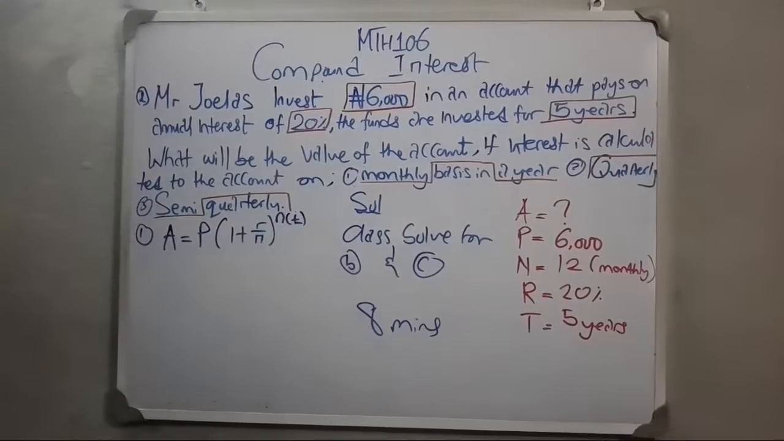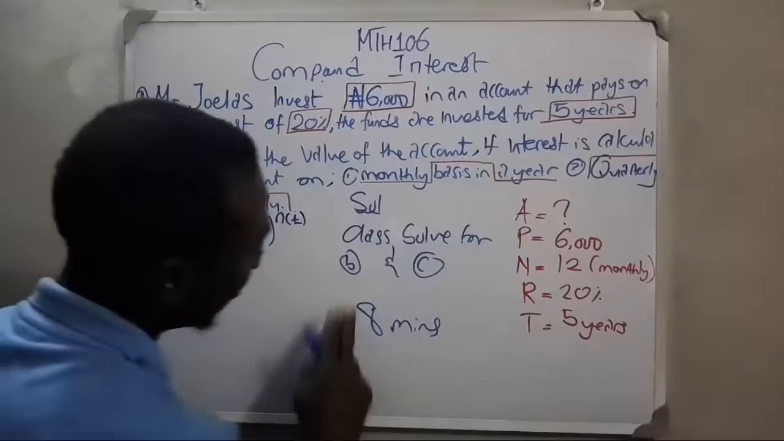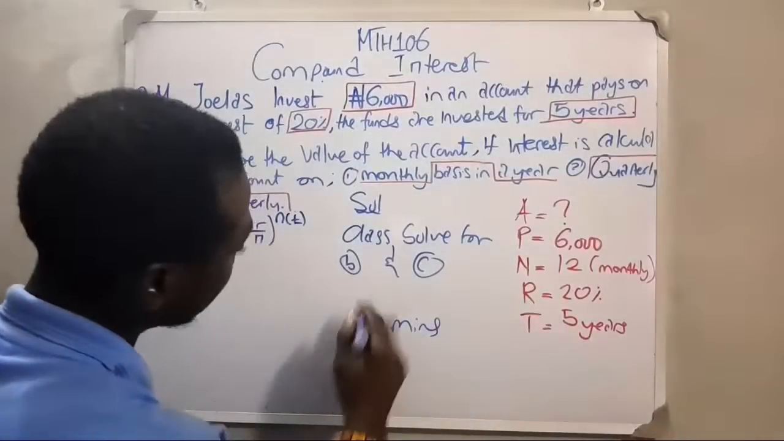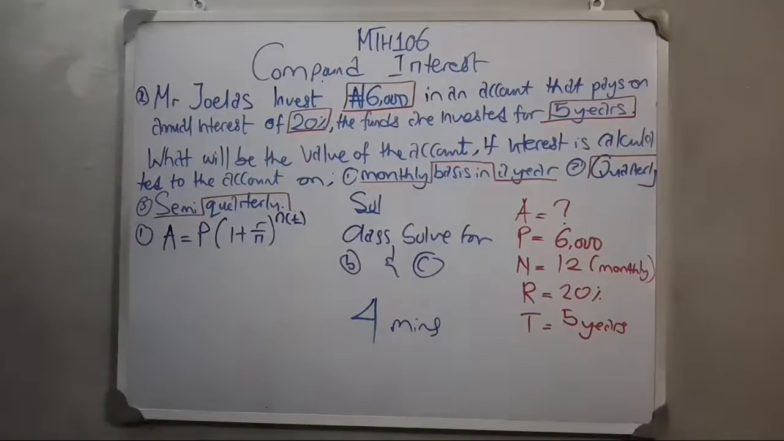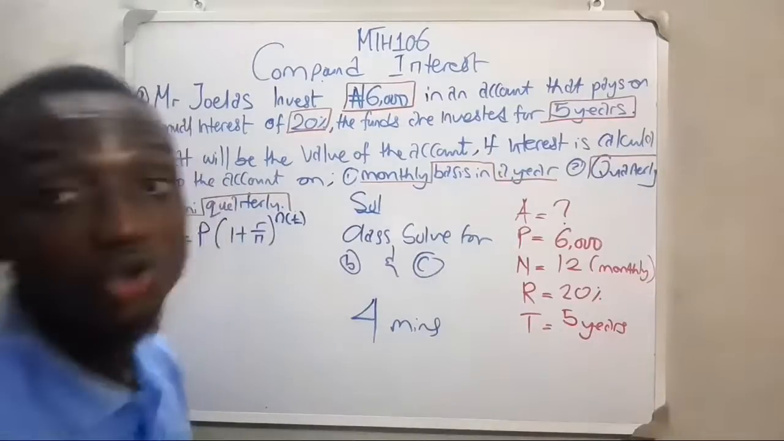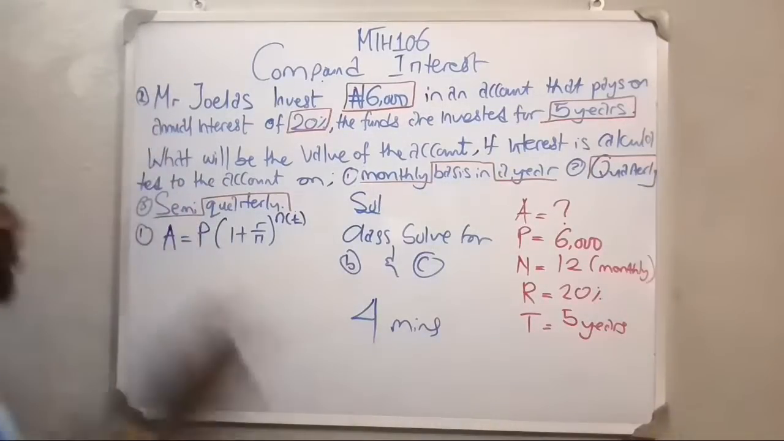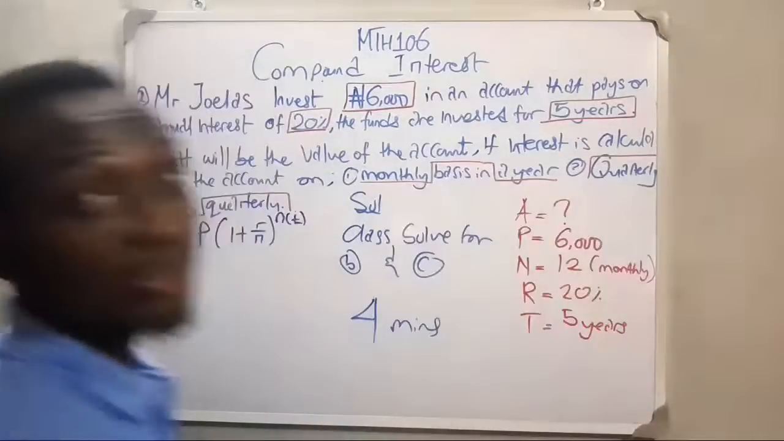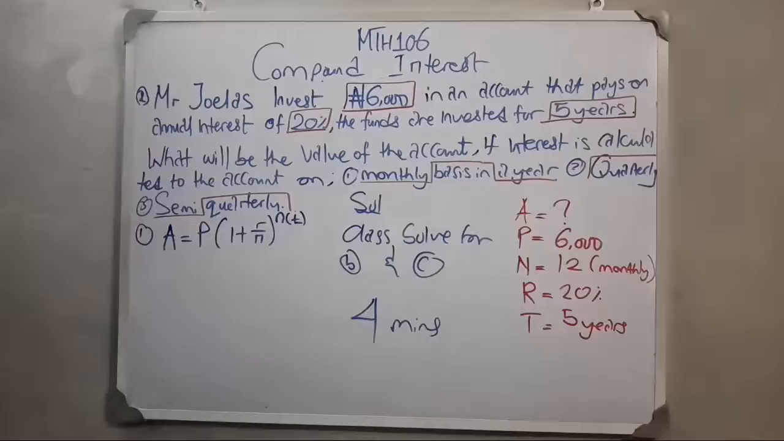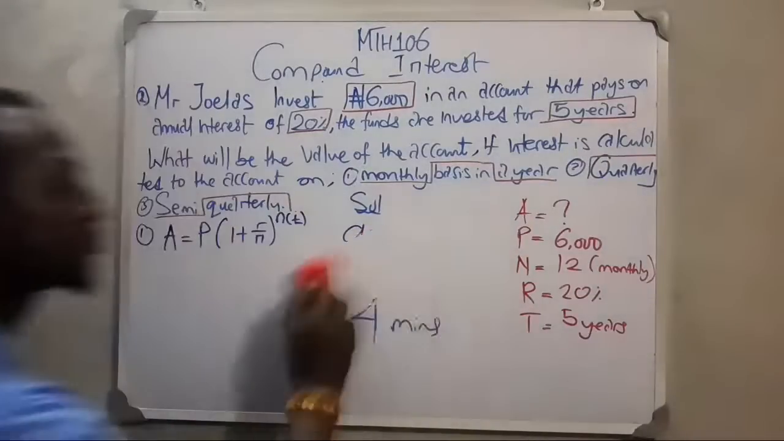We have 4 minutes to go. Mr. Jola said no, he doesn't understand. Wow. So 4 minutes to go. Class can be solving for the third one. I will start solving for quarterly now. All right, so let's all stick together.